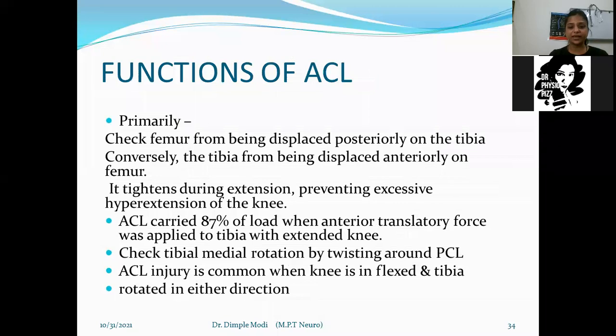It tightens during extension, preventing excessive hyperextension of the knee joint. ACL carried 87% of the load when anterior translatory force was applied to the tibia with extended knee. Checks tibial medial rotation by twisting around the PCL. ACL injury is common when the knee is flexed and the tibia is rotated in either direction. So most commonly the ACL gets injured when the knee is in the flexed position.